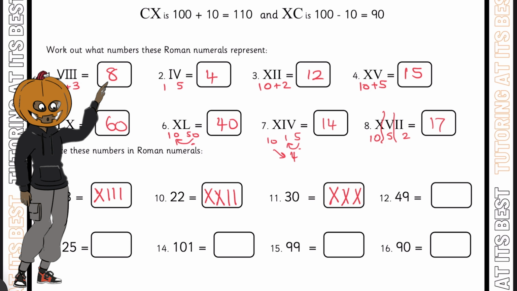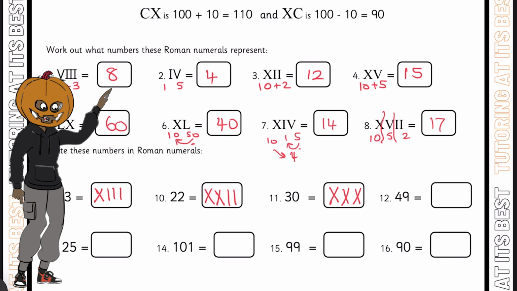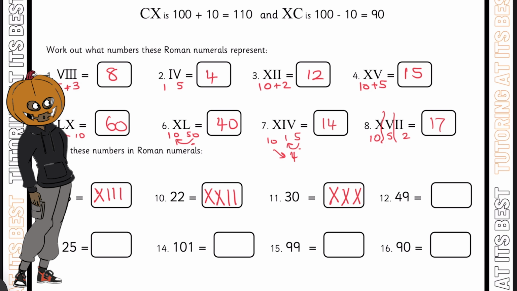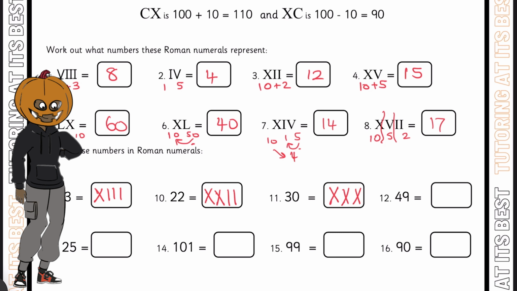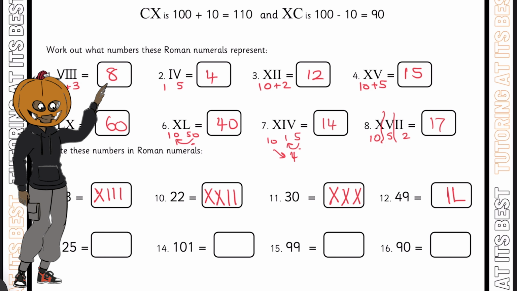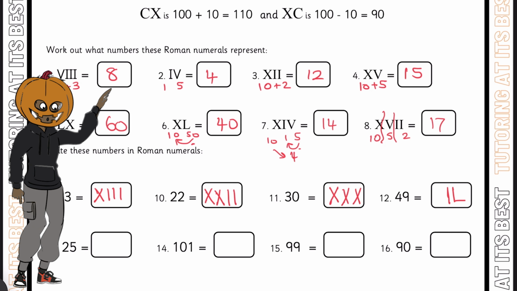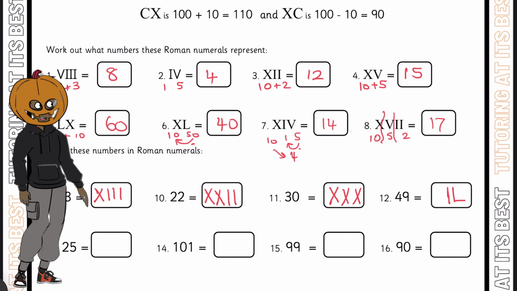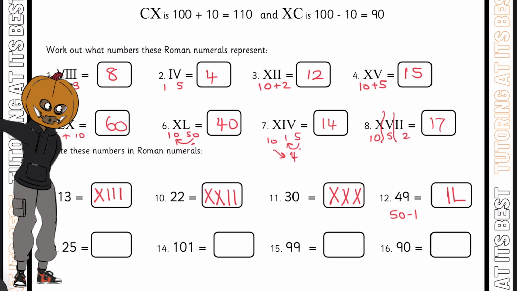And so for 30, we can just put 3 X's, as each X represents 10. But for 40, are we going to put 4 X's? I don't think so. So what we're going to do here is take the letter L, which represents 50, and put the X in front of it. And what that means is because the smaller number is before the larger one, we subtract it, which means 50 minus 10.